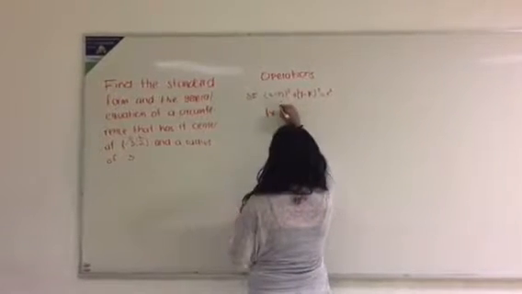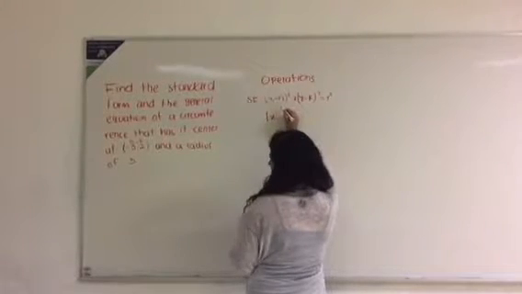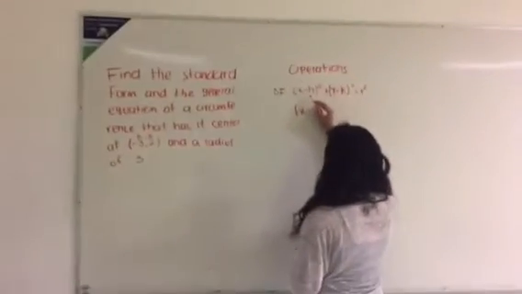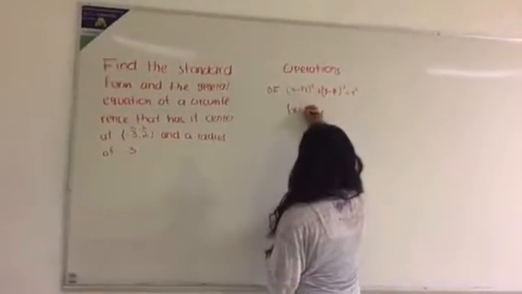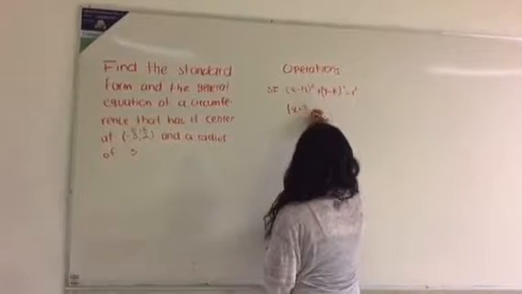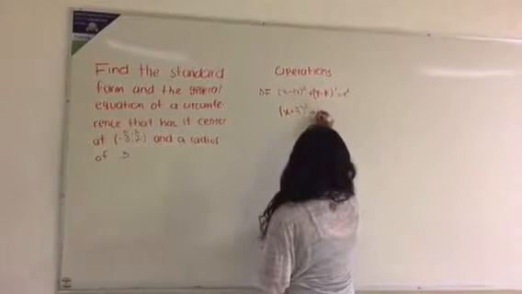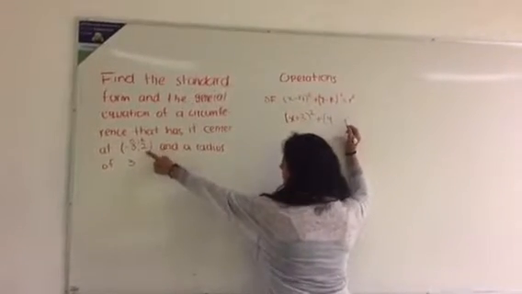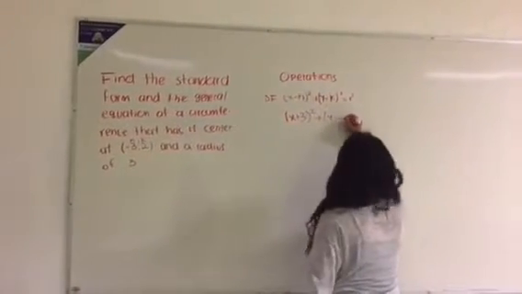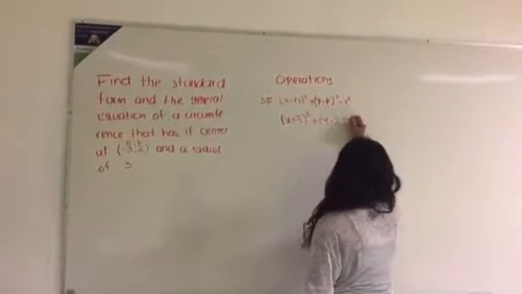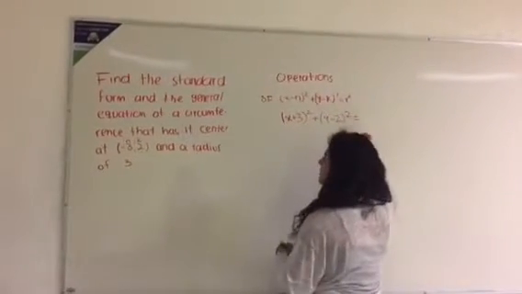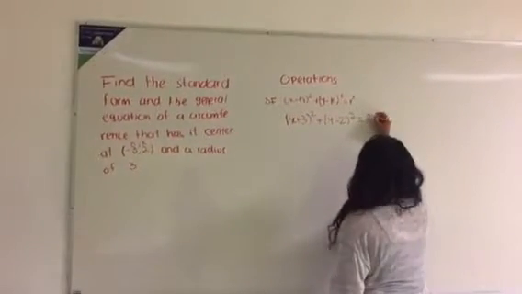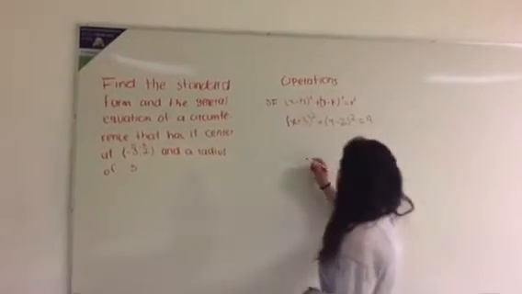So we have x minus h, but we have here minus 3, so we have to convert the minus to a plus. And it's going to be (x + 3) squared, plus (y minus 2) squared, because we have a minus here and a positive number here, equal to the radius squared. So it's 9. So this is the standard form.